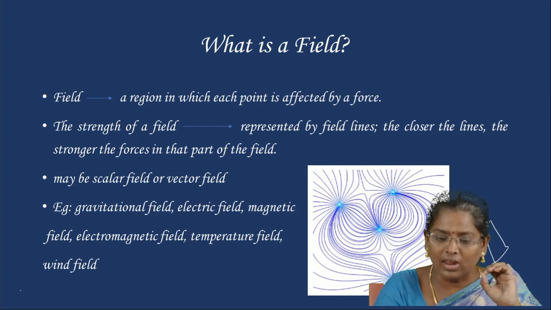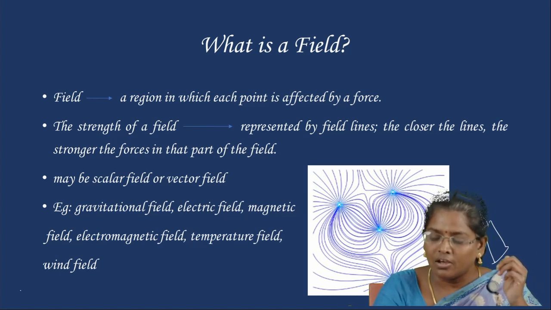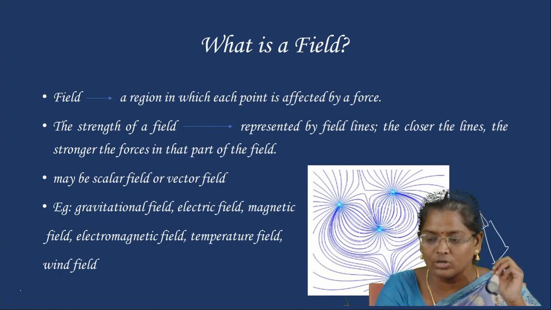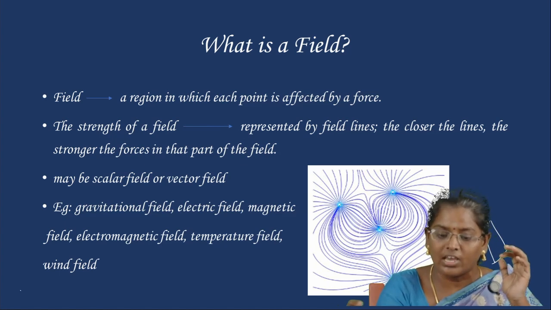Examples of fields are the gravitational field, which is a scalar field, the electric field, which is a vector field, the magnetic field, electromagnetic field, temperature field, and wind field. So this diagram represents a field. These closer lines represent the strength of the field. The closer the field lines, the stronger the force. The far apart field lines represent the weaker force.